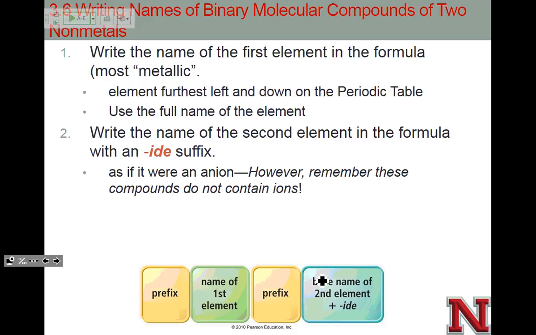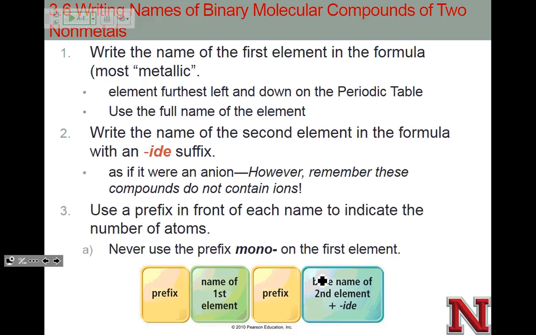Then we need to specify the amount of those elements that we have in the molecule. So we specify those with prefixes, with the exception of mono. We never use mono for these. We don't like to specify one in chemistry. So we don't use mono on the first element. We can use mono on the second element. We don't use mono on the first element. Why? I don't know. But that's the way that it's done.